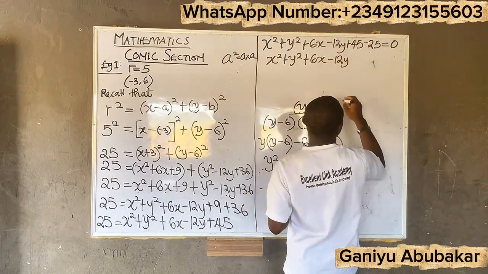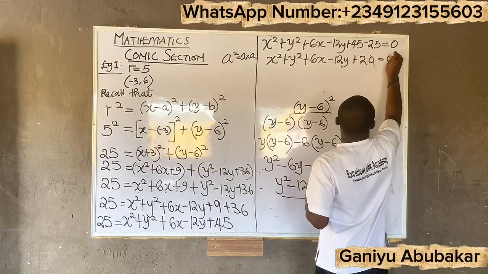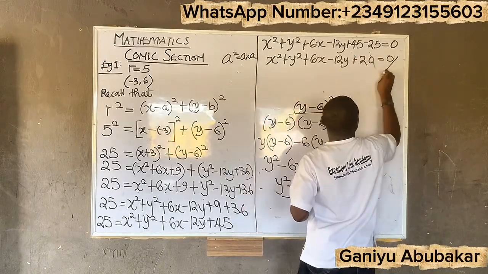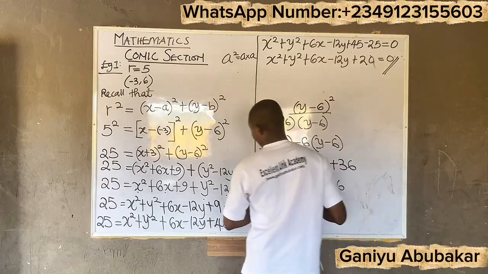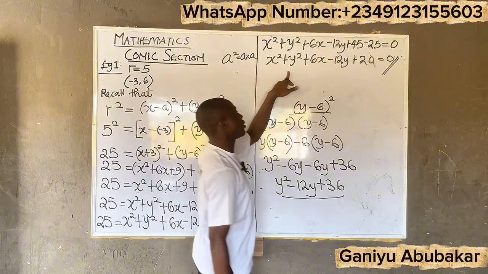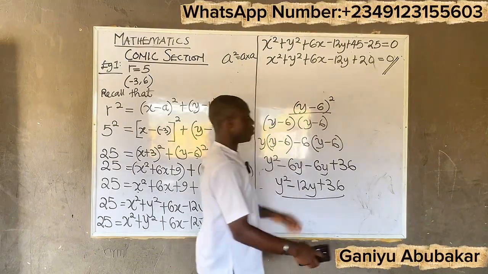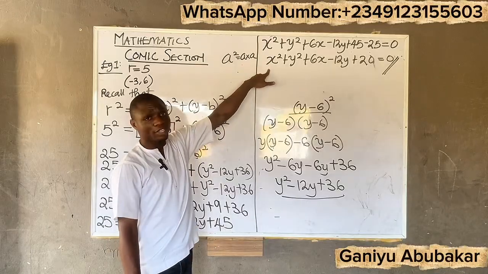This gives you plus 20 equals 0. This is the equation of the circle that we are asked to find in this question. So x squared plus y squared plus 6x minus 12y plus 20 equals 0. This is the answer we are asked to find.